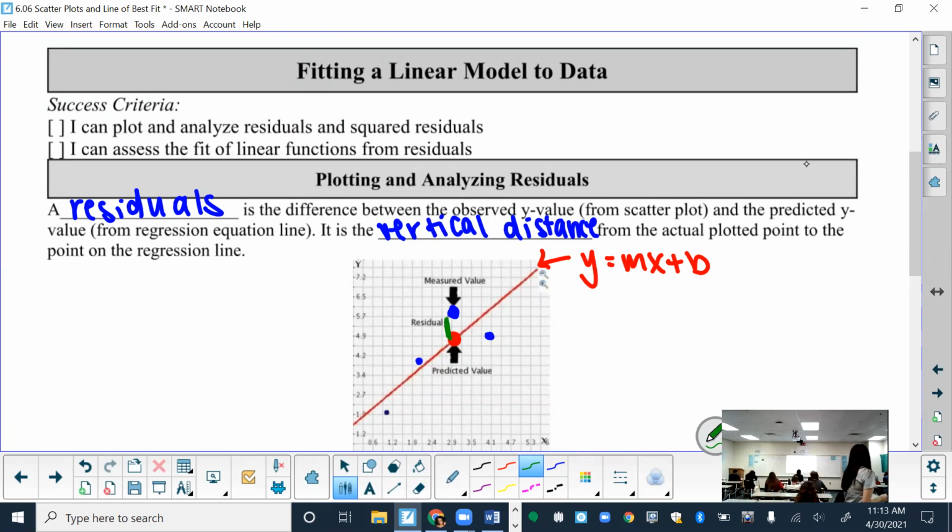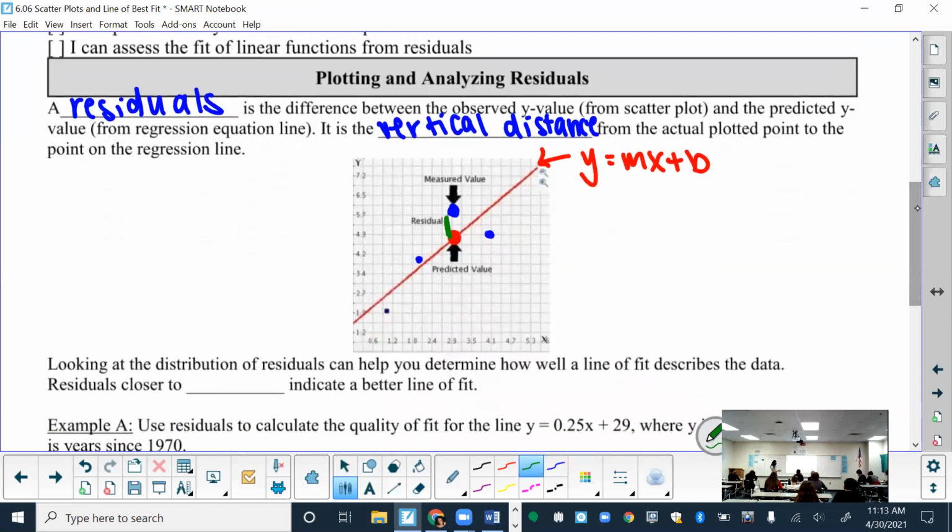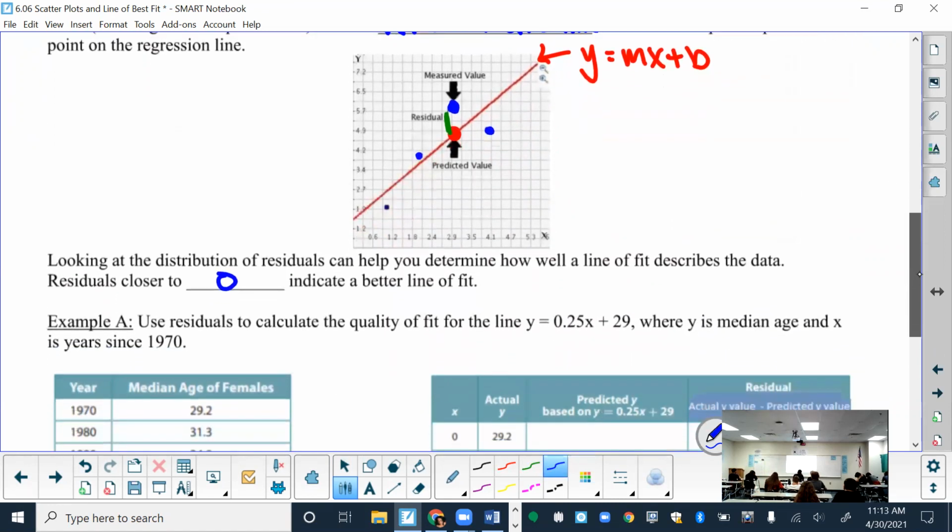All right, you can use residuals to tell you how good that equation is, how good that line of fit is. So we're looking at, is this line of fit a good representation of the data or not? If you have residuals that are closer to 0, that would be a better line of fit. That means there's no distance between the actual data point and the predicted data point. Questions about the vocab?